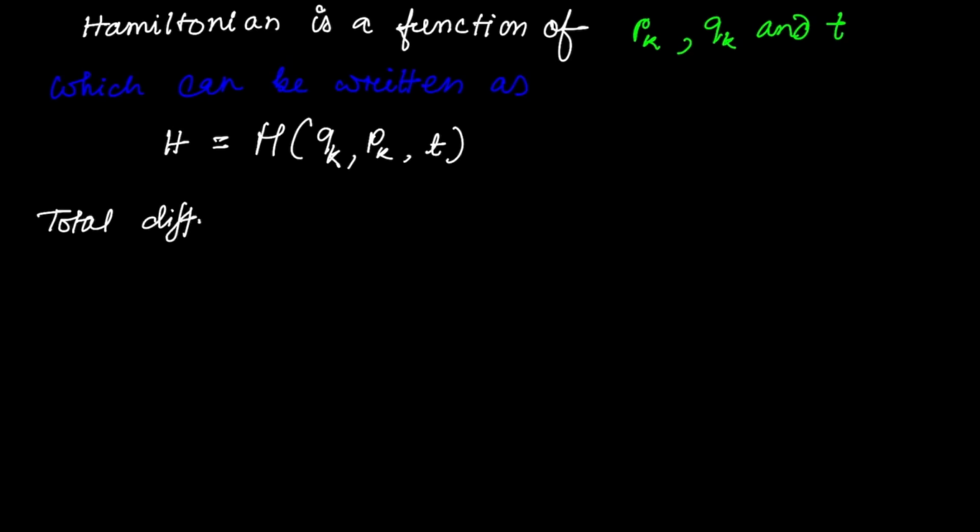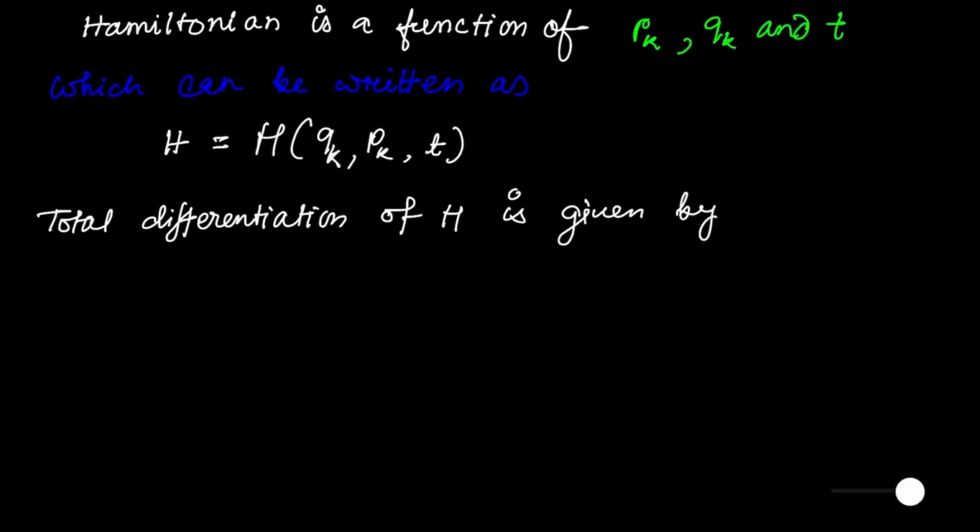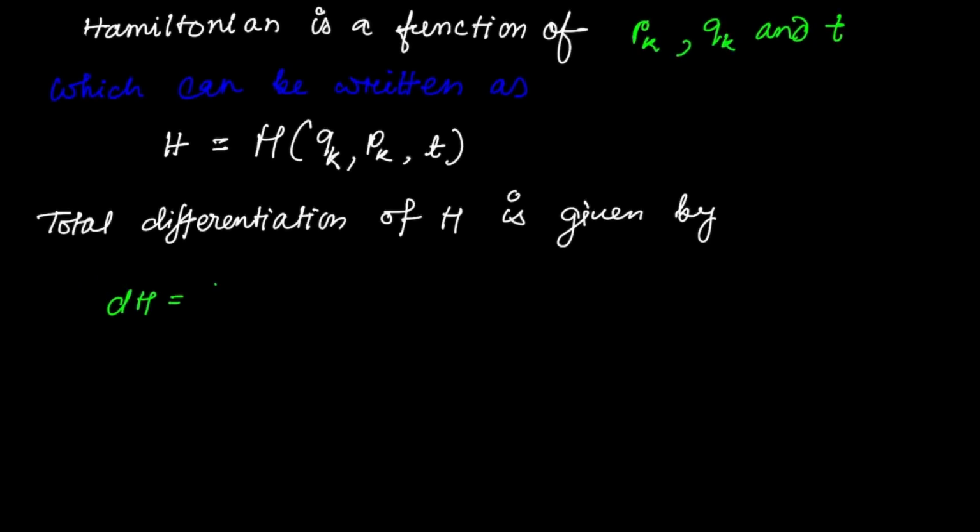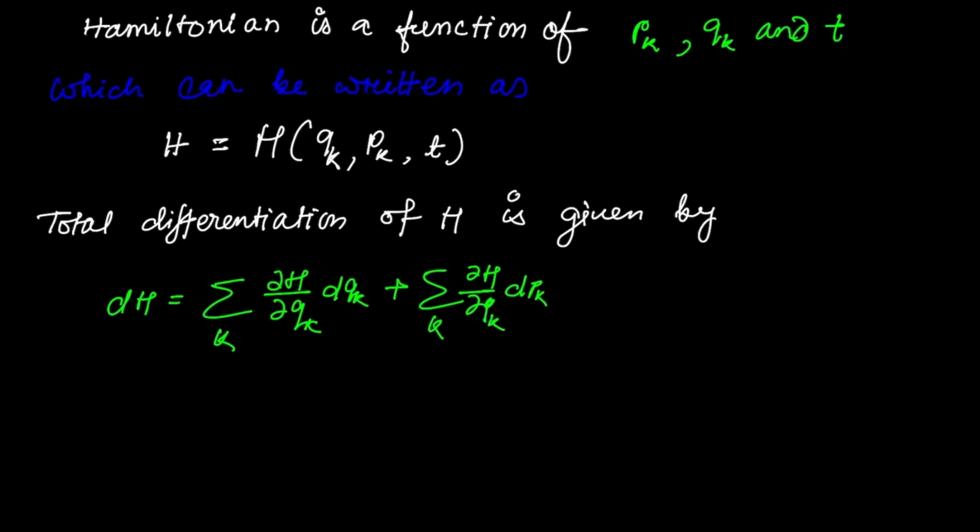is given by, so let me write here, the total differentiation of H is given by dH equals summation del H by del qk into dqk, plus summation del H by del pk dpk, plus, no summation required here, del H by del t dt. Okay, so this is equation number 1.